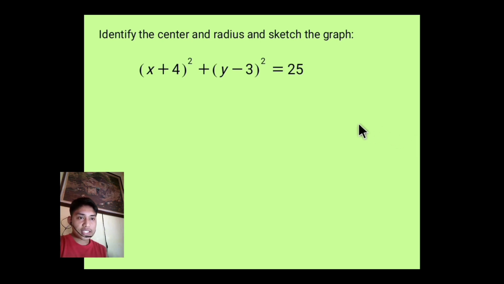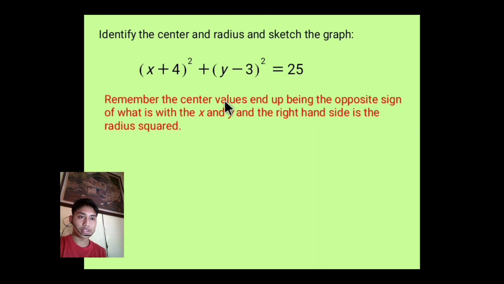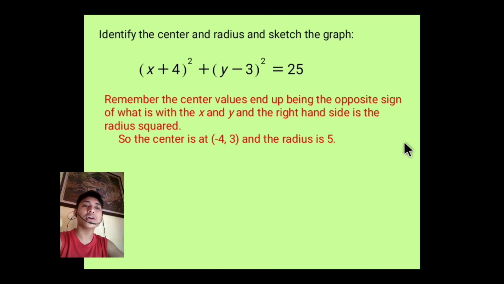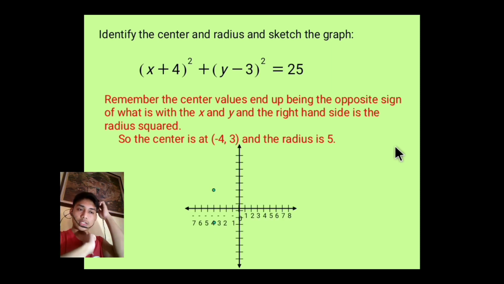Now, identify the center and radius and sketch the graph. Remember, the center values end up being the opposite sign of what is with the x and y, and the right hand side is the radius squared. So now, the center is at (-4, 3), and the radius is 5. We square root it, then transpose. That's all.